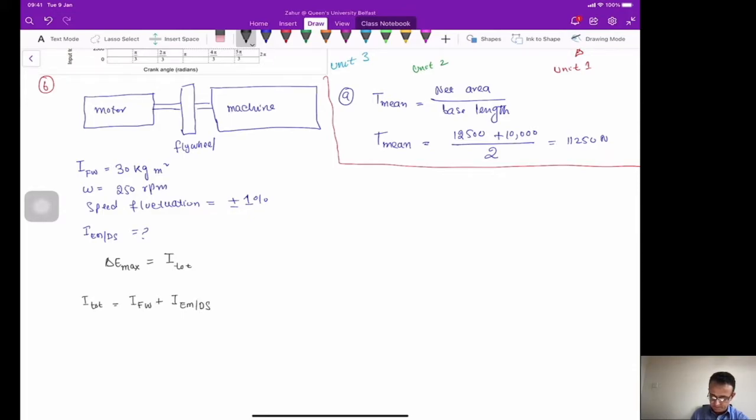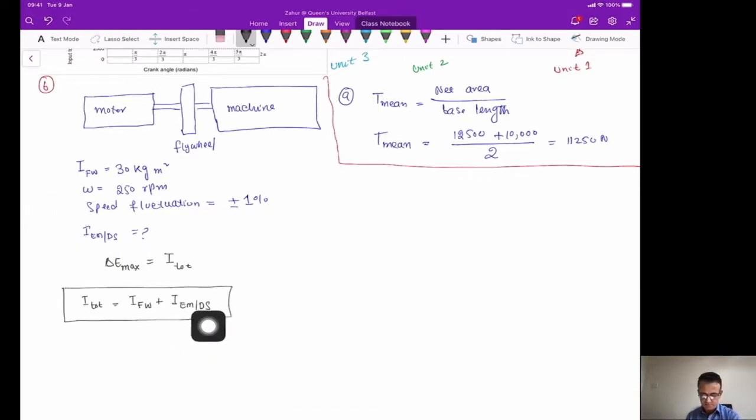plus the moment of inertia of the electric motor and drive shaft. So in this case, we need to calculate this I EM DS, which is the moment of inertia of the electric motor and drive shaft. If we calculate this I total, because we know the I for the flywheel, we can calculate this I for the electric motor and drive shaft. So we will use our usual equation for the maximum energy fluctuation: I total, omega square, and then omega 1 minus omega 2 divided by omega.